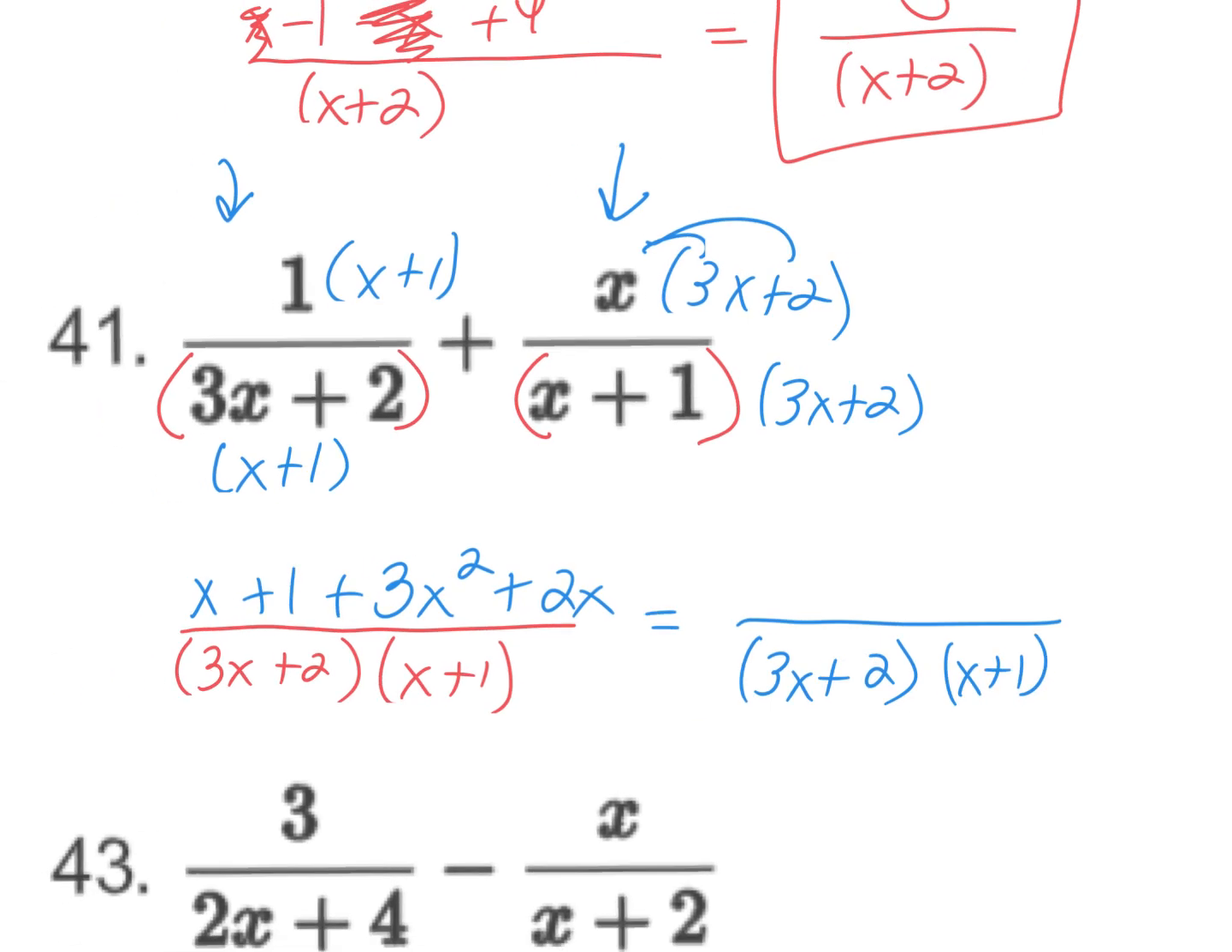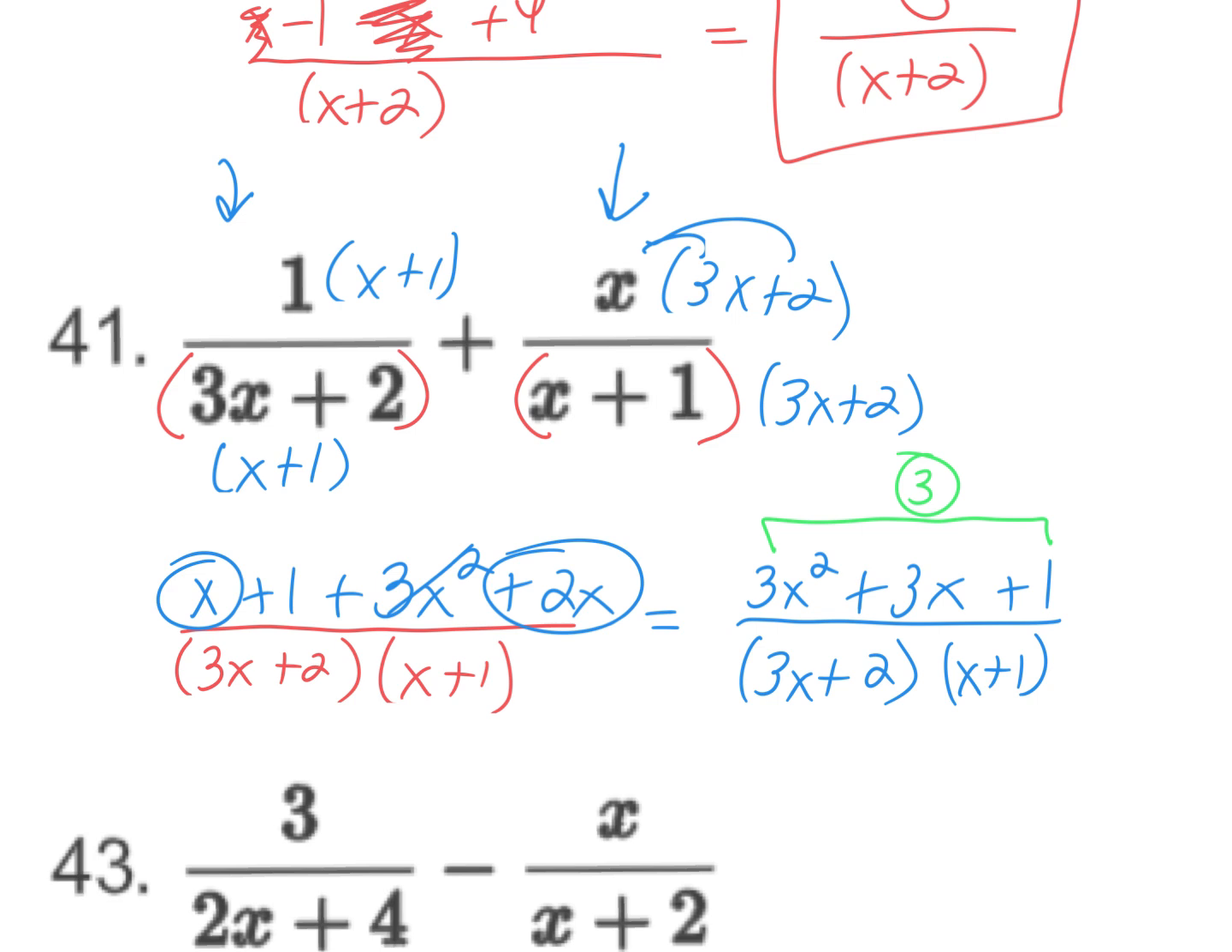Let's write our numerator in standard form. What's going to come first? 3x squared. Good. Then what? Plus 3x, where'd you get 3x? 1x plus 2x is 3x. And then I have my plus 1. And we have to check. Does this factor? Are there factors of 3 that are going to multiply to give me 3 and also add to give me 3? No. So we're good to go. Questions?